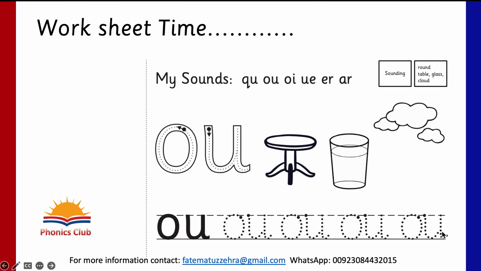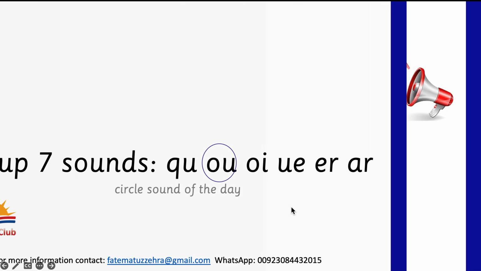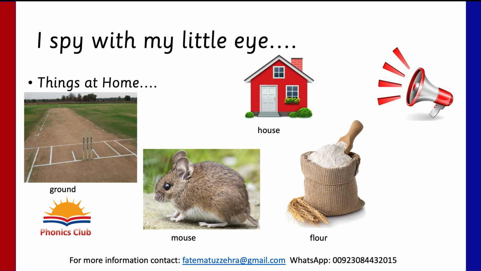In the worksheet time, they are going to color in the pictures that represent the ow sound, such as cloud. Glass and table do not represent the ow sound, so they are not going to color in them. Trace in the big cutout and also write on the tracing dots. Circle the second sound of group 7, and they can also go and find such things at home, and talk about these things with their parents and teachers.